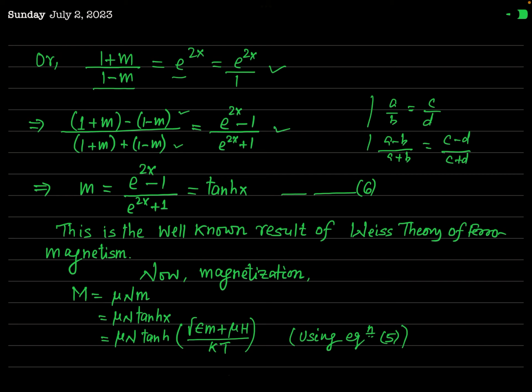Now you can see in the numerator, 1 will cancel out and the remaining factor will be 2m on the LHS. In the denominator, m will cancel out and the remaining term will be 2. So this 2 and 2 will cancel out and the LHS becomes m. And so m is equal to (e to the power 2x minus 1) divided by (e to the power 2x plus 1), and you know from trigonometry that this is simply tan hyperbolic x.